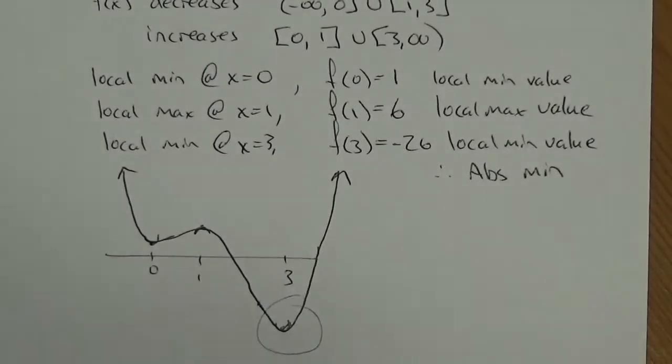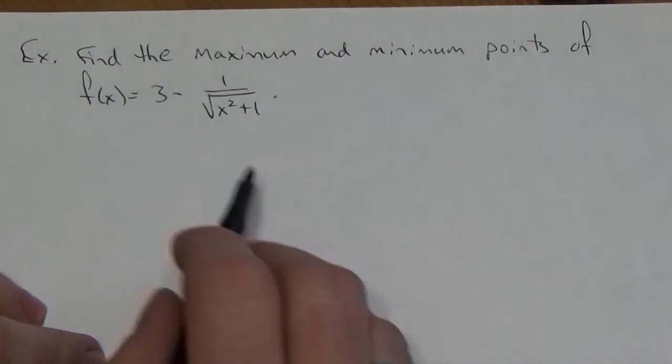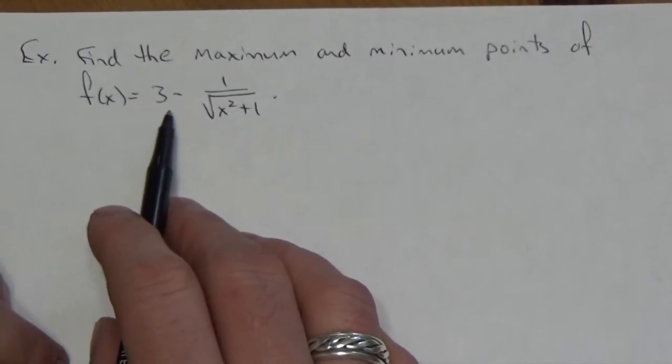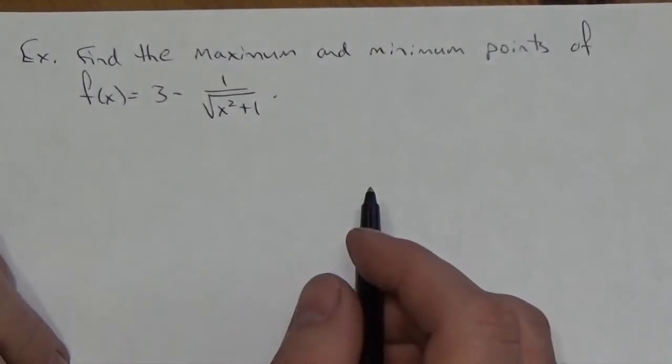All right, there we go. All right, now for this question, we read, find the maximum and minimum points of the function f of x is equal to 3 minus 1 over the square root of x squared plus 1.